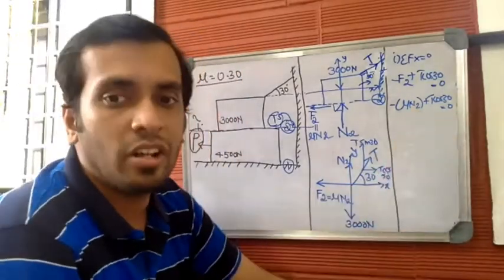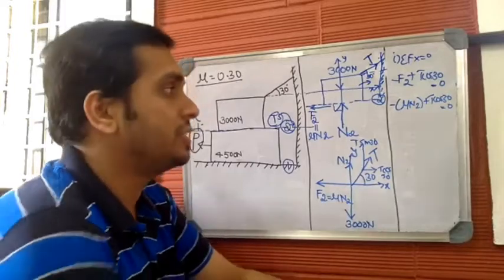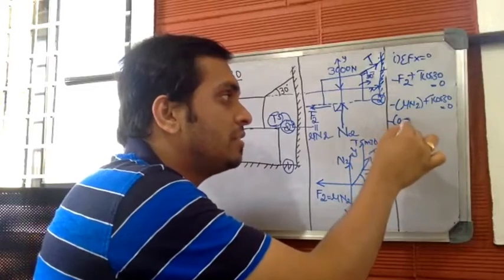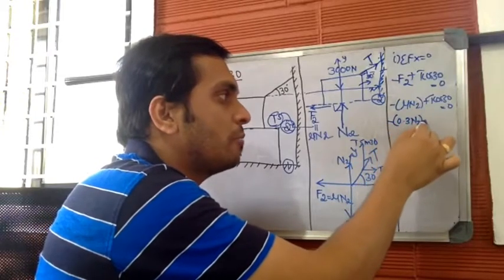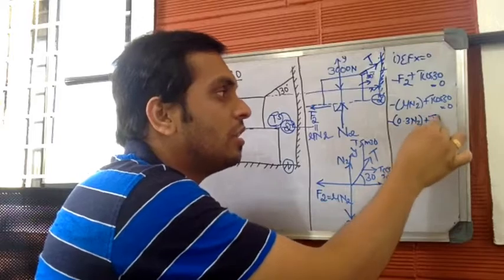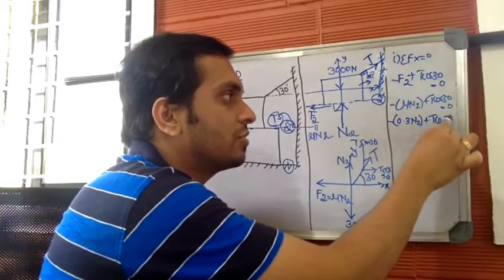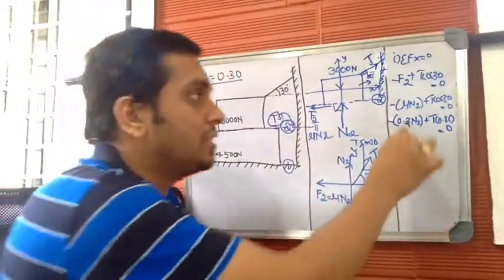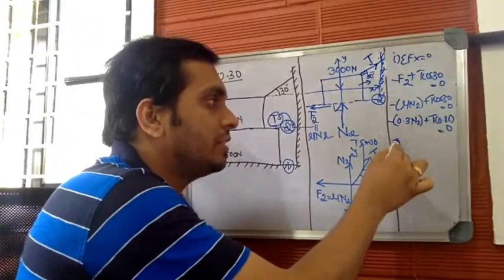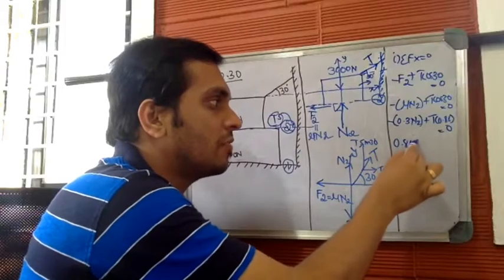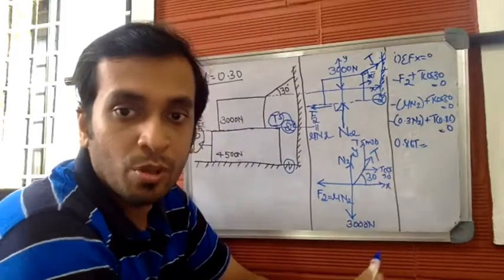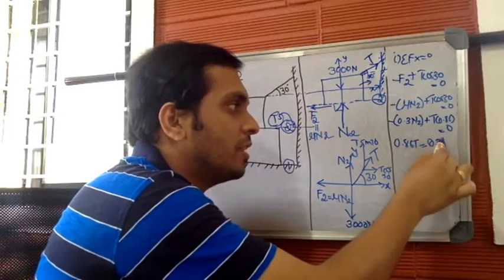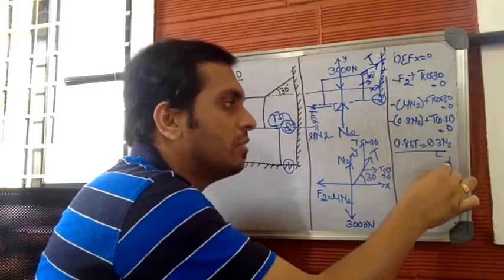Now we can simplify cos 30 and write it as 0.86. So we know the value of mu as 0.3. Substitute this as well. So minus 0.3 into N2 plus T into cos 30, which is 0.86, is equal to 0. Let us simplify this further. Let me take this to the other side. And finally, let me write it in this way: 0.86 T is equal to 0.3 into N2. Let this be equation number 1.